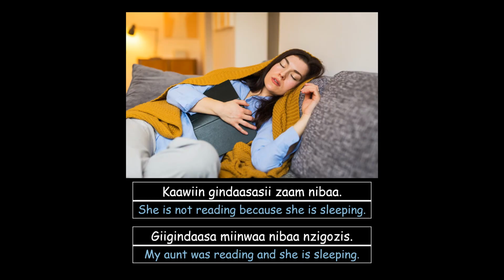Here's an example using a negative present tense and a positive present tense. Kawingendasasi zam neba. She is not reading because she is sleeping. Here we change the sentence and we use the minwa, and. Gigendasa minwa neba nizigazis. My aunt was reading and she is sleeping.